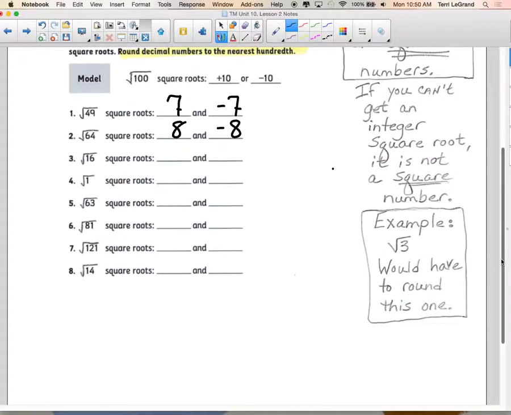How about 16? Square root of 16, what would that be? 4 and negative 4. How about 1? The square root of 1. 1 and negative 1. 1 is its own square root, and the other square root of 1 is negative 1. It's opposite. Okay, how about 63?